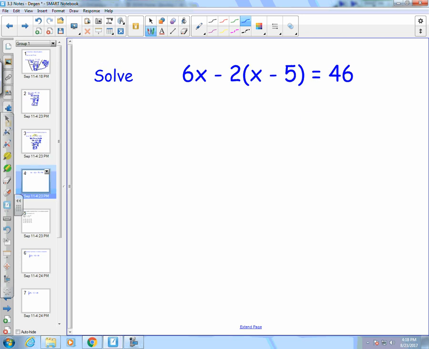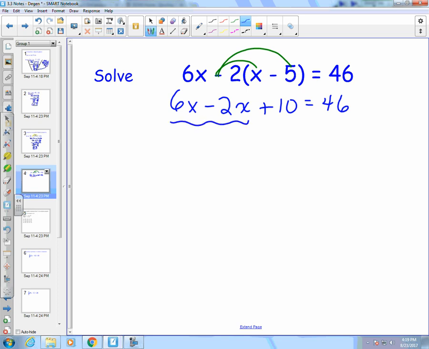We'll do another one with the distributive property. If you want to pause the video a moment and do it yourself, that would be a great idea. So we have 6x. We're going to distribute the 2 so that you have a negative 2x, and a negative 2 times this negative 5 is going to be a negative times a negative, which will be a positive 10, equal to 46. Combine your like terms. These two are like terms, so we'll have 4x plus 10 is equal to 46.